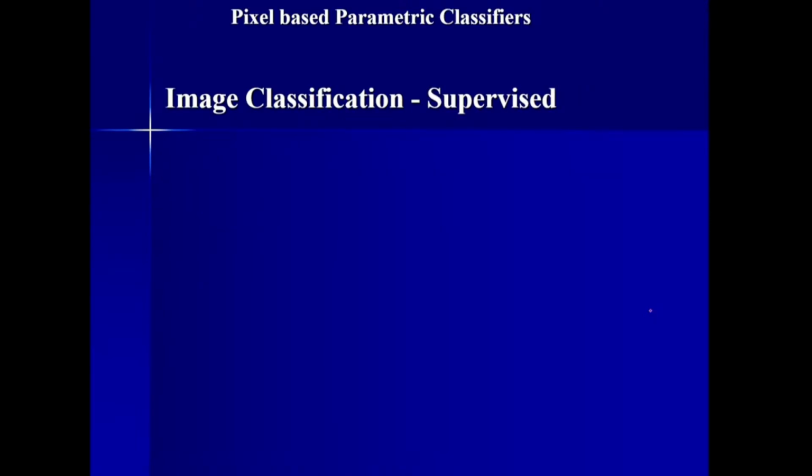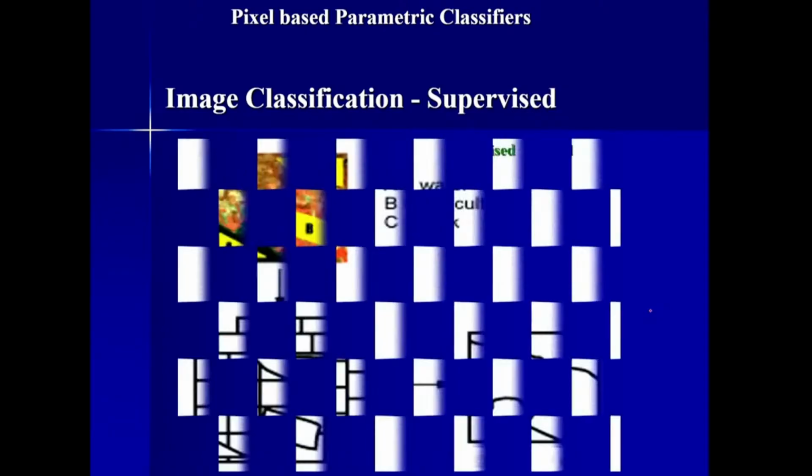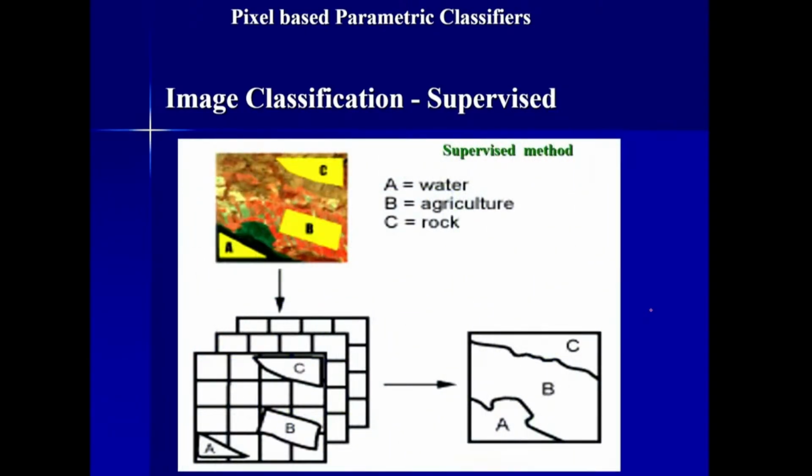Second, coming to supervised image classification. Here you can see the concept of supervised, because supervised means you are providing the training data. That means you have the label for each class: for A it is water, for B it is agriculture, and for C it is rock. You are taking a few samples for each class, A, B, and C. Here you have a 3-band input image, and on that you are applying the samples A, B, and C. And once you apply the supervised algorithm, you get the output.